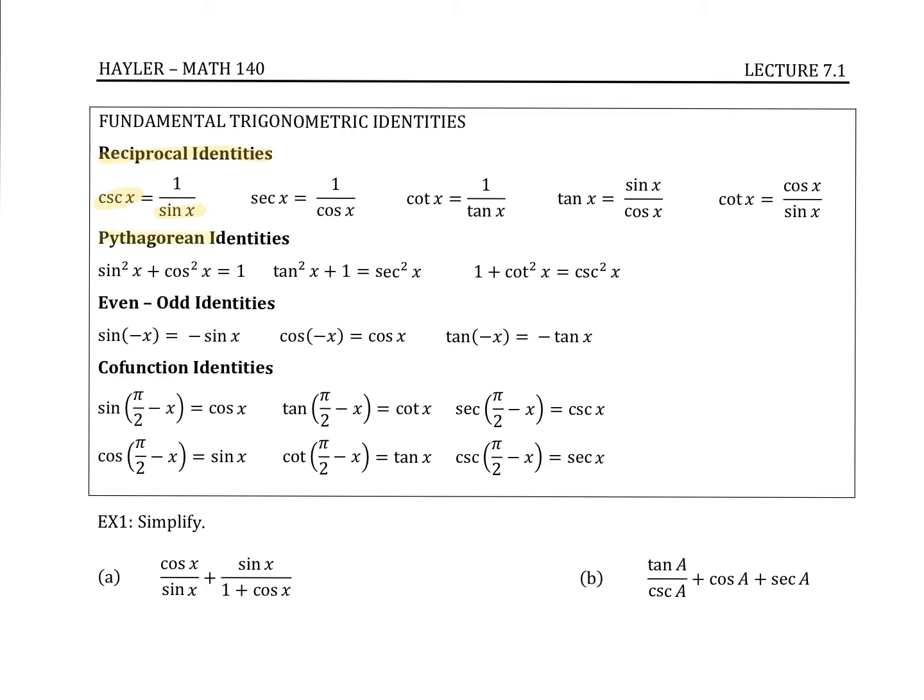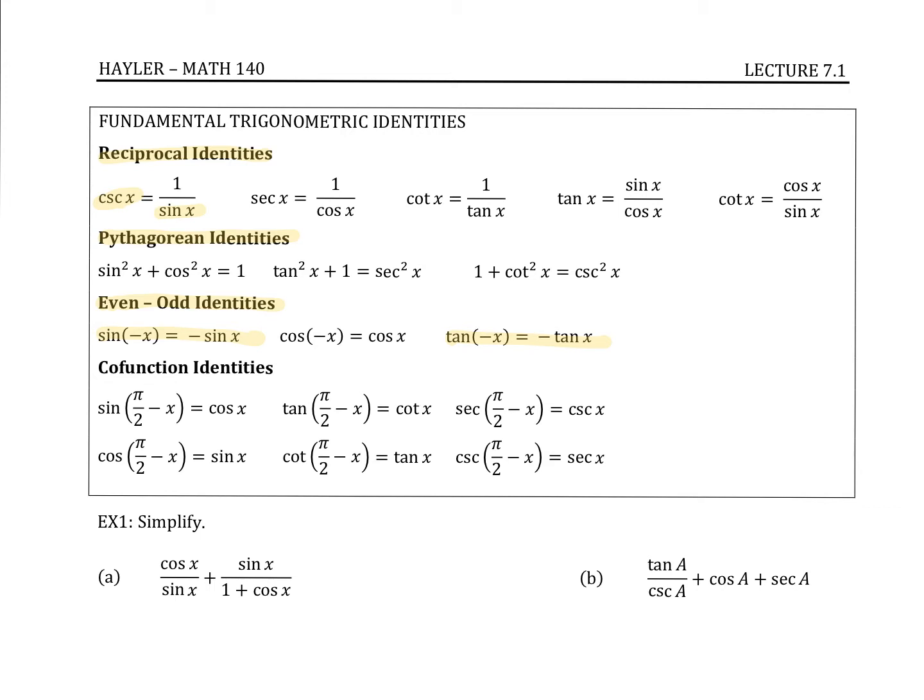And then we have the Pythagorean identities. We have also seen these before. They come from a squared plus b squared equals c squared. Also, we have the even and odd identities. We did see these before. Basically, anything that has to do with the y would be considered an odd function. That is sine and tangent. And the ones that only have to do with x are even, and that is cosine and secant.